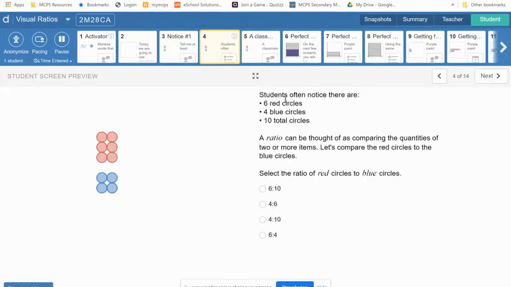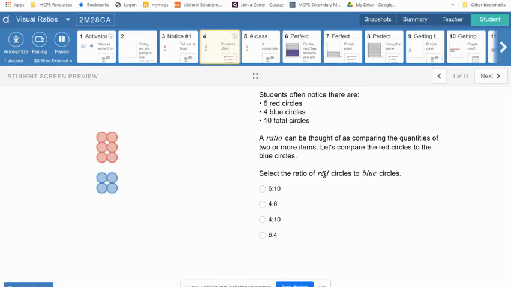Students often notice there are 6 red circles, 4 blue circles, or 10 total circles. We just said that. A ratio can be thought of as comparing the quantities of two or more items. Let's compare the red circles to the blue circles. Select the ratio of red circles to blue circles. Since they say the word red first, what number goes with red? 6 goes with red. There are 6 red. And since they say red first, we're going to say 6. So the first one is correct and the second one is correct since they put 6 first.